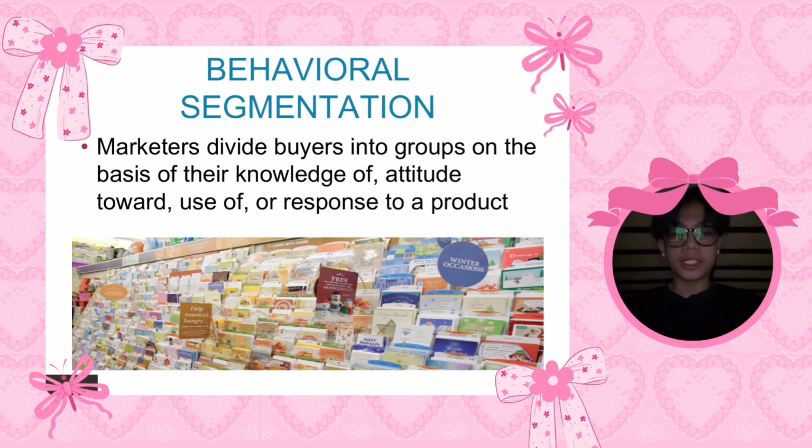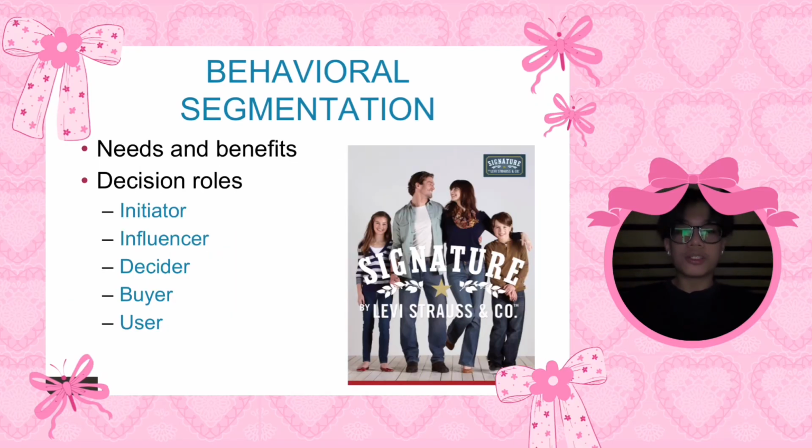So, behavioral segmentation. Marketers divide buyers into groups on the basis of their knowledge of, attitude toward, use of, or response to a product. So next is needs and benefits and decision roles. So first, initiator, second, influencer, and we have decider, buyer, and lastly, user.